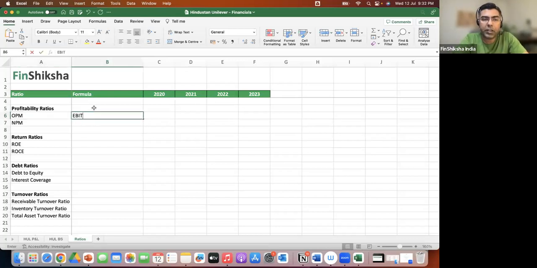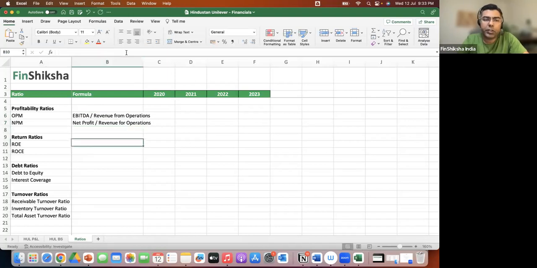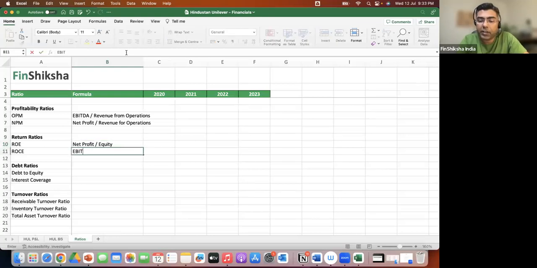Operating profit margin is EBITDA divided by revenue from operations, only operating revenue, correct? And this is net profit divided by, you can take revenue from operations or you can take total revenue as well. That's okay. In this case, we'll take revenue from operations. Return on equity, net profit divided by total equity. ROCE, EBIT divided by equity. Sorry. ROCE is this divided by equity plus debt.